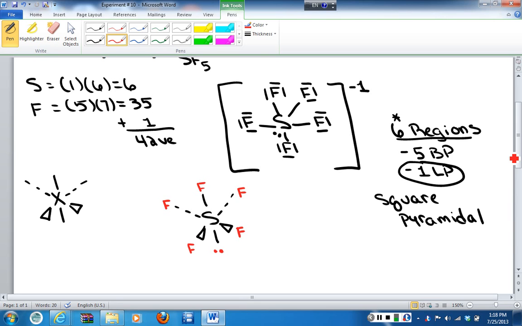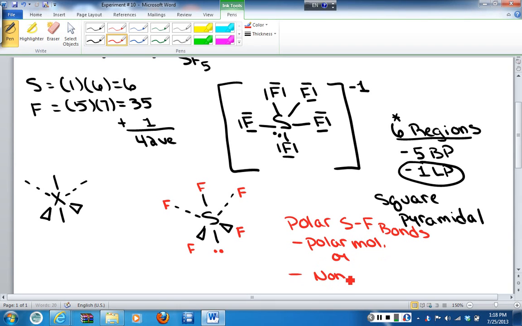Now, if we ask ourselves, what is the polarity of this molecule? You say that, yes, there are polar bonds. So we have polar sulfur fluorine bonds. So we know it can either be a polar molecule or a non-polar molecule.